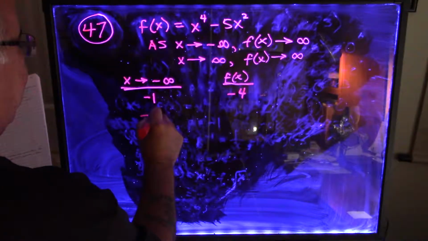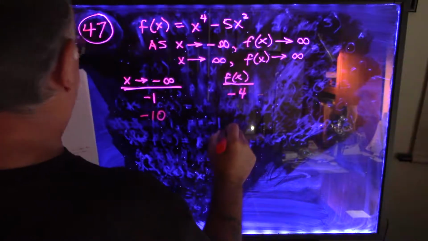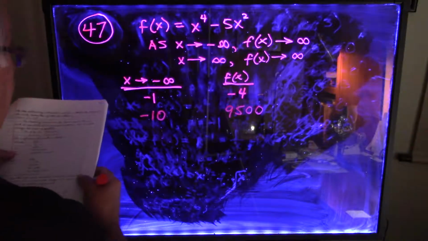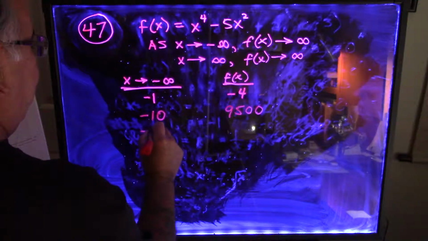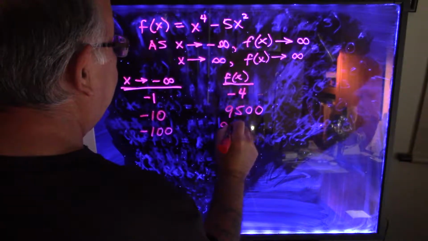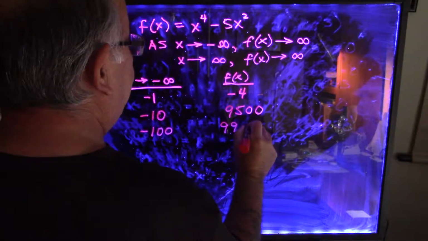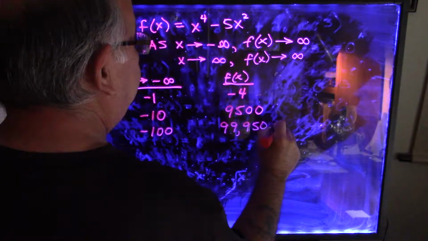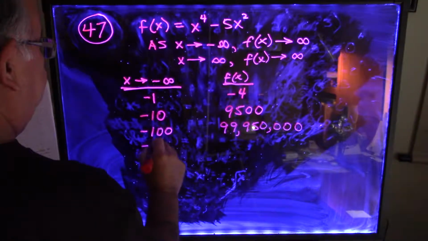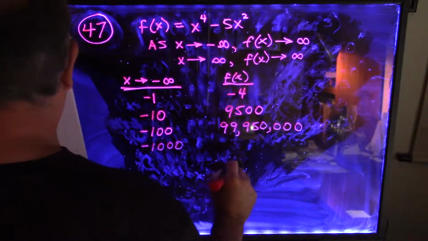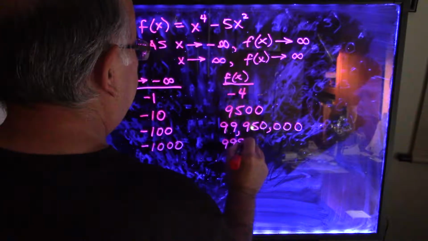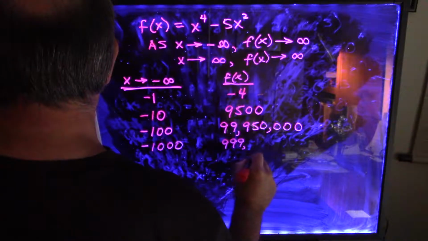Alright, so what if x is negative 10? F of negative 10 is 9500. Now it's looking like it's doing what it should be. If x is negative 100, f of x will be 99,950,000 positive. Alright, if x equals negative 1,000, f of that is 999,995,000,000.